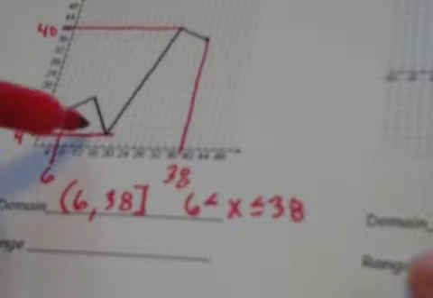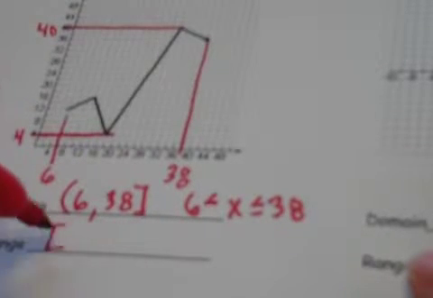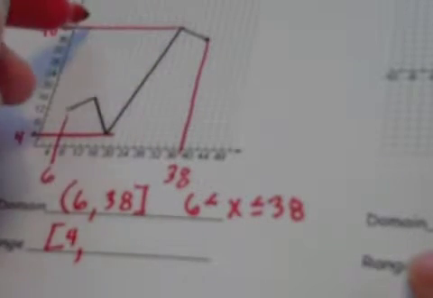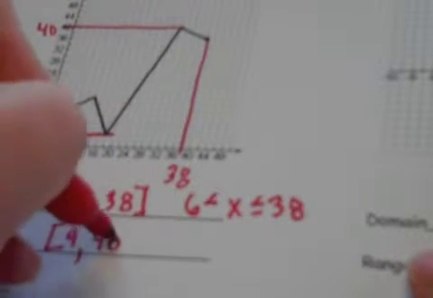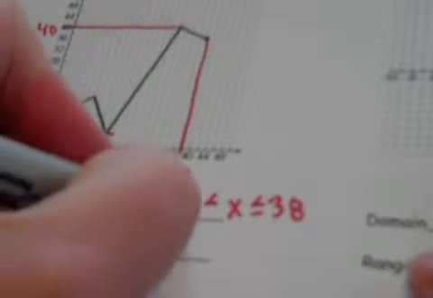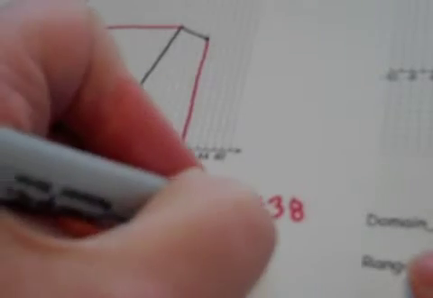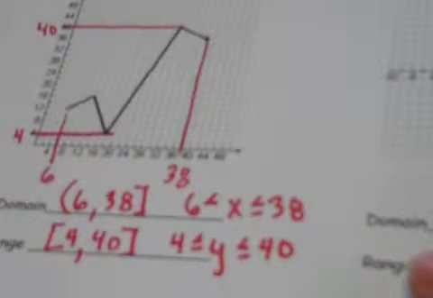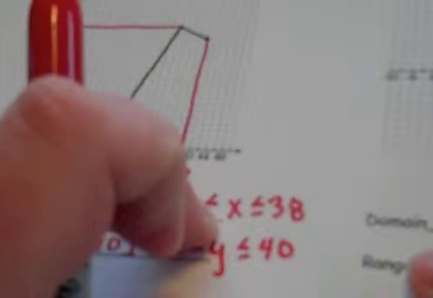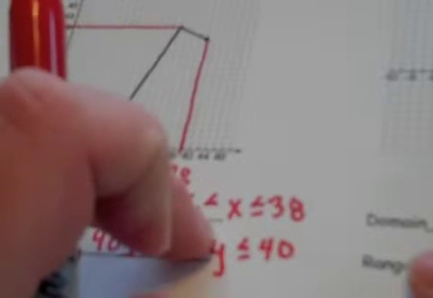Now, does it actually touch the 4? Yes, it does. So that one gets a square bracket. Does it actually hit the 40? Yes, it does. That one also gets the square bracket. So this time it means that 4 is less than or equal to y, which is less than or equal to 40.